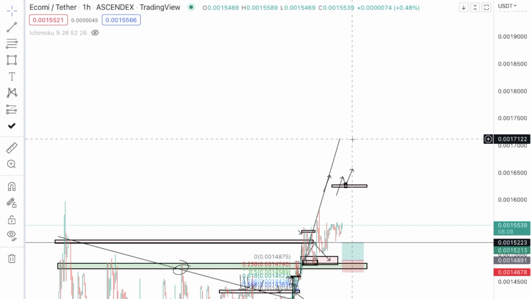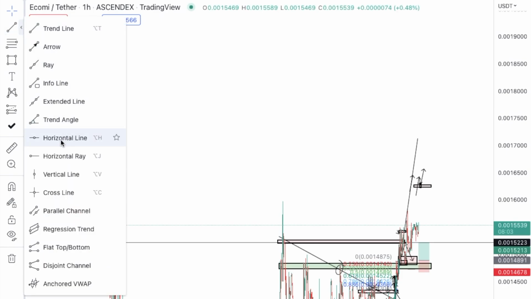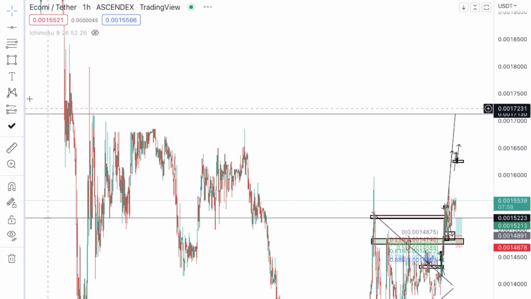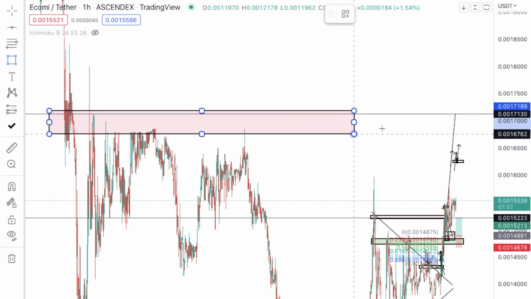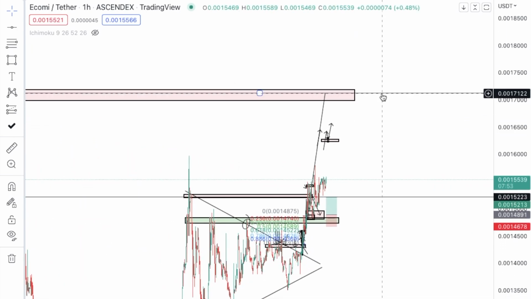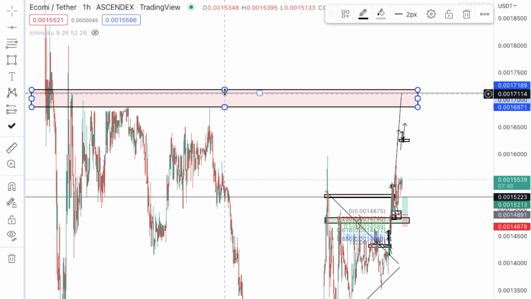Once again, 0.0017. So looking left of structure, I do want to get my horizontal ray. Once I put my horizontal line array, look left of structure, guys, this makes sense. Why? This right here is a key level, a key zone. So am I going to take my full profits right here? No. I'm going to be making sure to take my profits a little bit before structure.